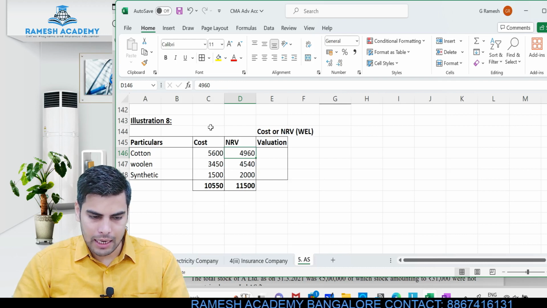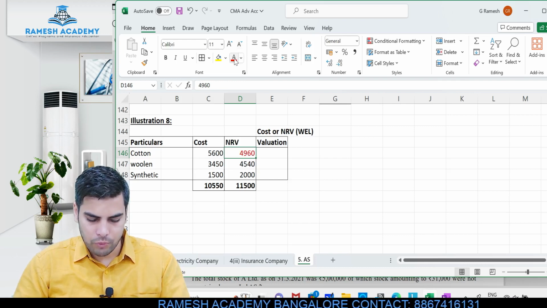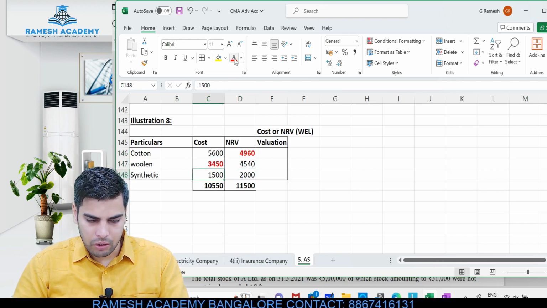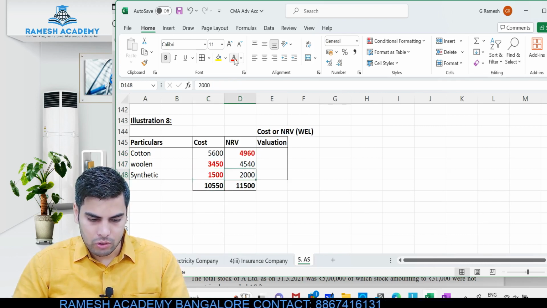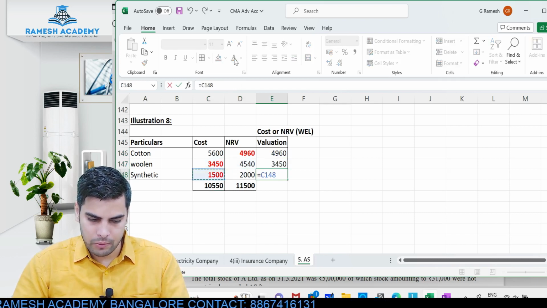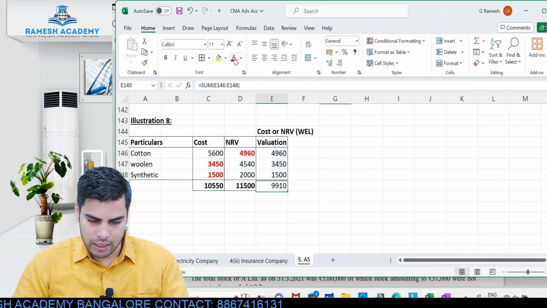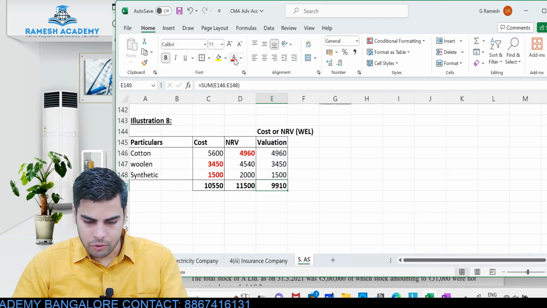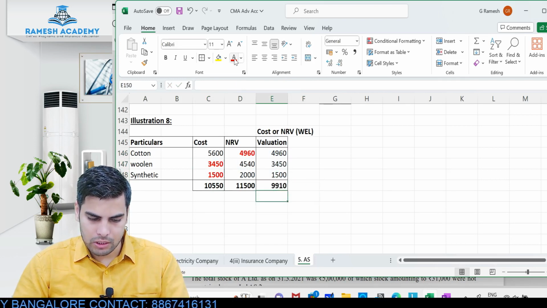Let me just highlight the lower one. So here it is 4,960, here it is 3,450 and finally over here it is 1,500. So this particular inventory will be valued at cost or net realizable value, whichever is less. So actual valuation will be 9,910. Okay, so this is the valuation.